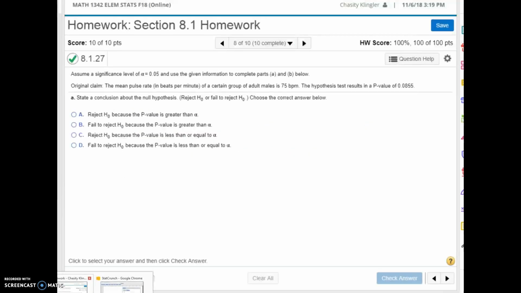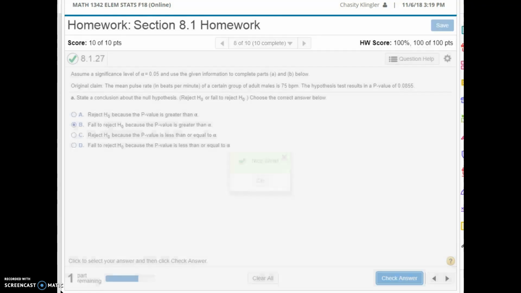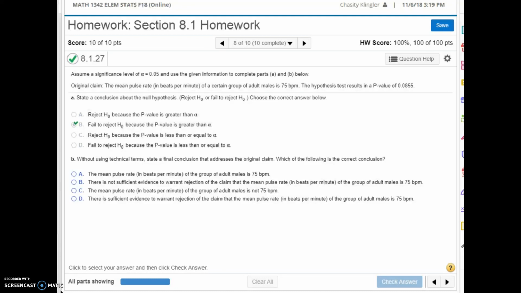So let's go back to the actual question. It said, state the conclusion. So we failed to reject because the p-value was greater. And there's not sufficient evidence to warrant rejection of our claim. So this is from step 7, and then your conclusion comes from this reason and where the original claim was.